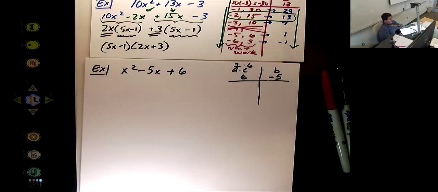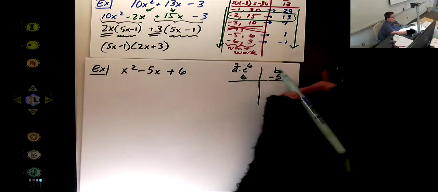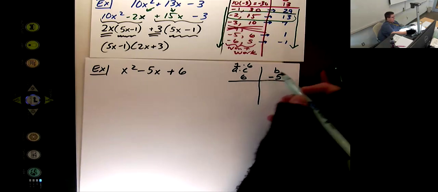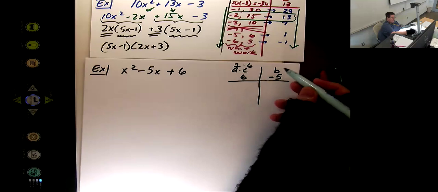Now, if I multiply two numbers and the outcome is positive, it means either one of two things. Both of the things that I multiply together start off as positive, or they both start off as negative and they cancel each other out. And the sign of B will tell us which one it is. B is negative here, so it means two negative numbers cancel each other out.